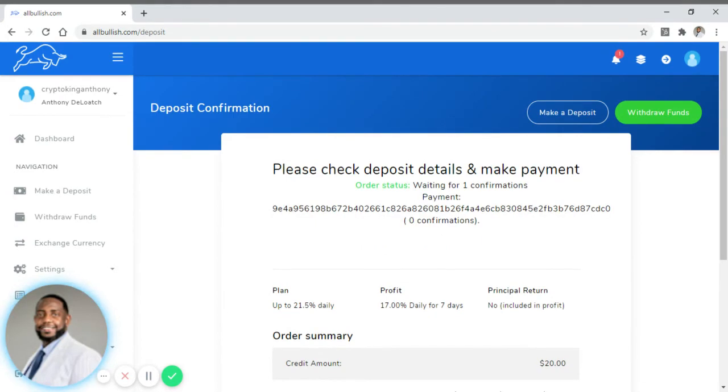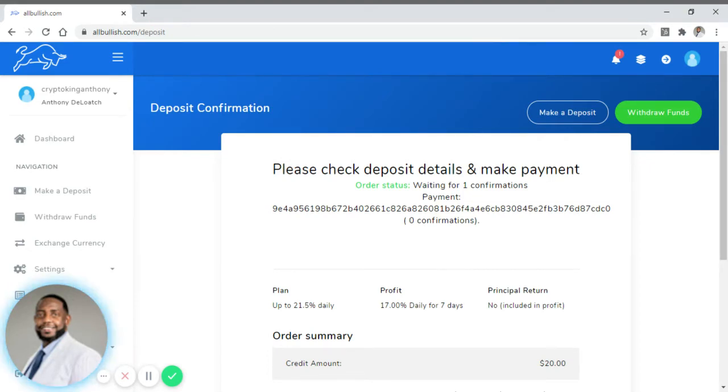So once you actually make your deposit, if you just wait a few moments, it's going to show you that your deposit has gone through and is waiting for confirmations. It's waiting for one confirmation, and then your deposit should go through, and then you'll be able to see it as an active deposit in your account.